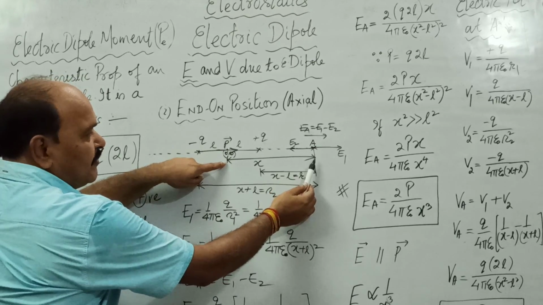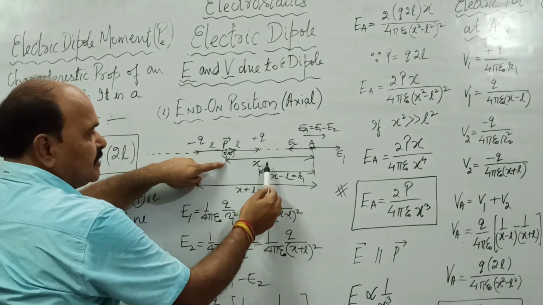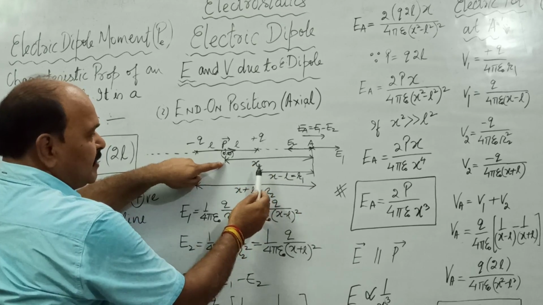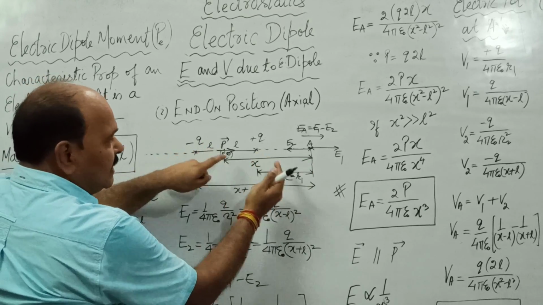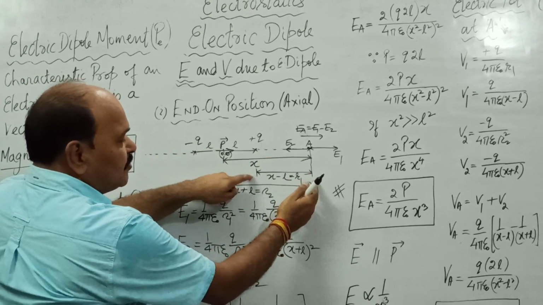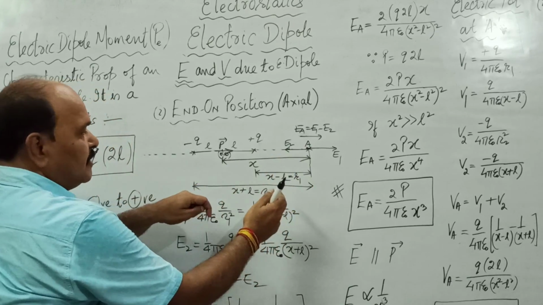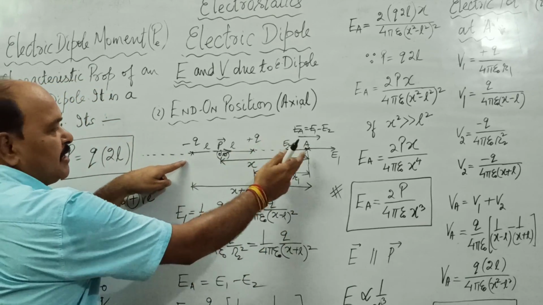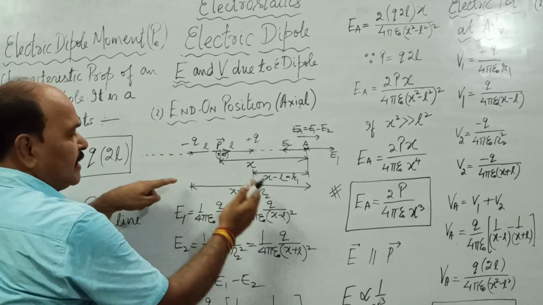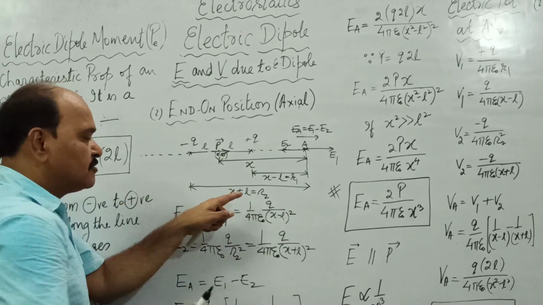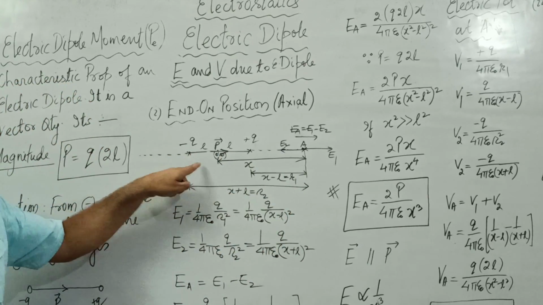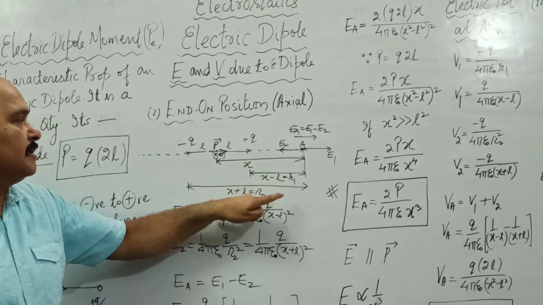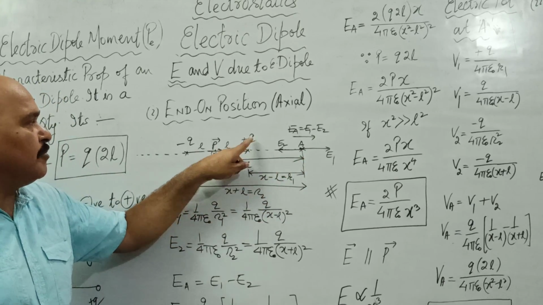Then what is the distance of A from the positive charge? The distance of A from the positive charge would be x minus l. This is R1, the distance of the positive charge from A. And the distance of the negative charge from A is going to be x plus l. This is x plus l, R2. So R2 is the distance of the negative charge from point A, and R1 is the distance of the positive charge from point A.